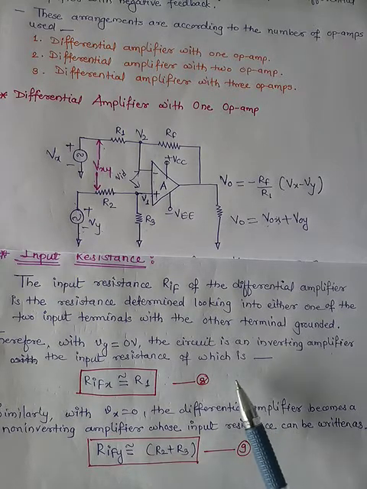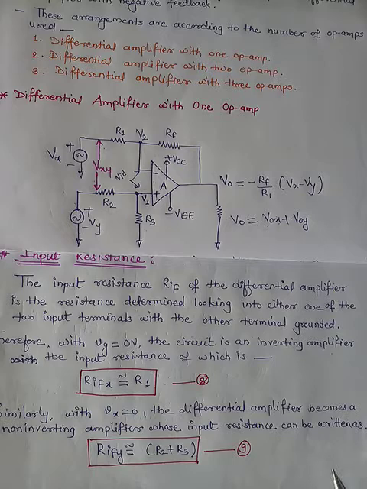So from these two equations, equation number 8 and equation number 9, we can say that there is an inequality between the input resistances experienced by the two input terminals when the other terminal is grounded, and we can correct this inequality with some basic arrangements in the differential amplifier.